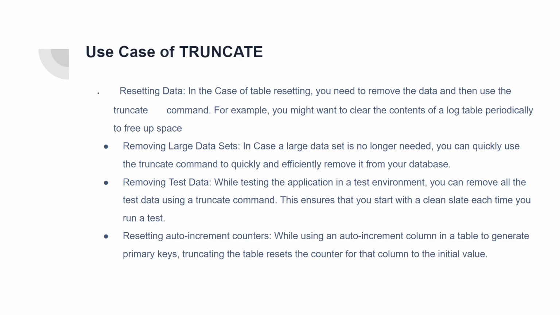Then resetting auto increment counters. While using the auto increment column in the table to generate primary key, truncating the table resets the counter for that column to the initial value. तो reset करने से वो initial value पे चला जाएगा. So this is why we use truncate command.